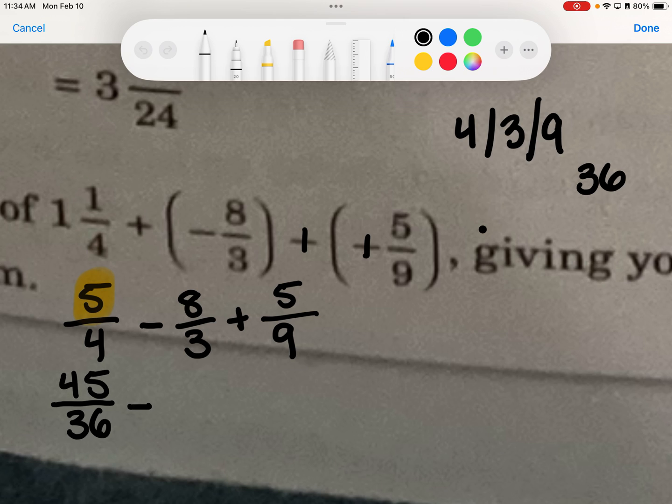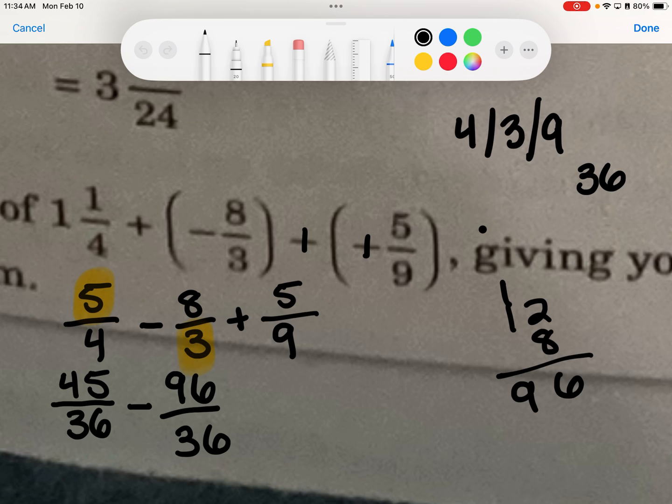Minus, what do we have to do to this 3 to get it to a 36? We have to multiply by 12. So we have 36. And then 8 times 12, I believe it's like 96. Then what do we have to do to the 9? Multiply by 4. And then 5 times 4 is 20.